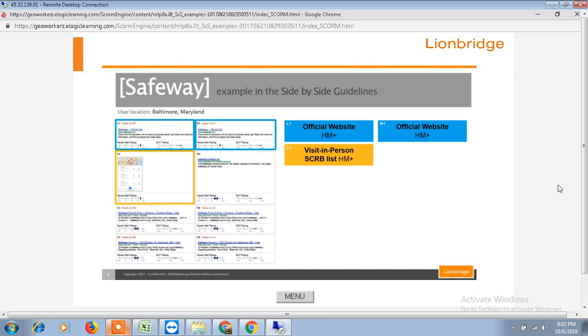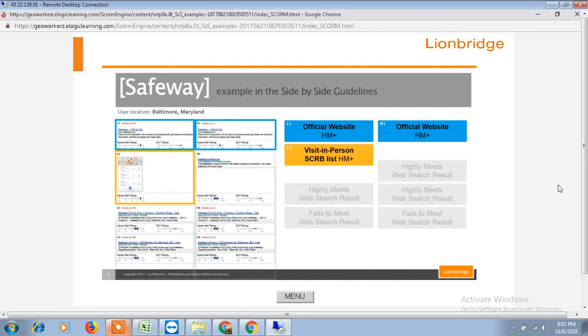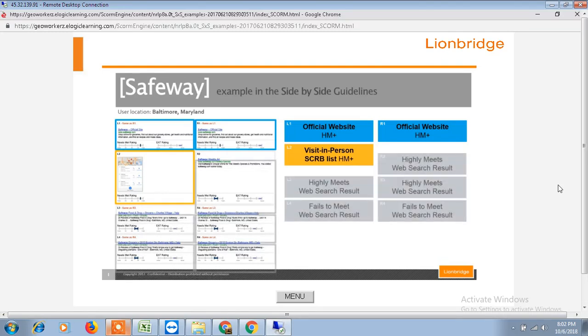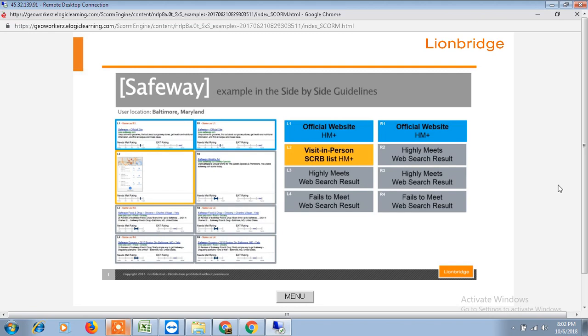None of the results that we have just looked at can get a fully meets rating, because they only satisfy one intent, either website or visit in person intent, and not both intents at the same time. All of the other results are web search results.